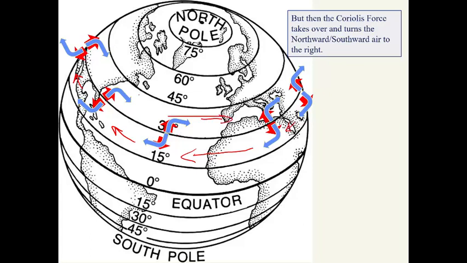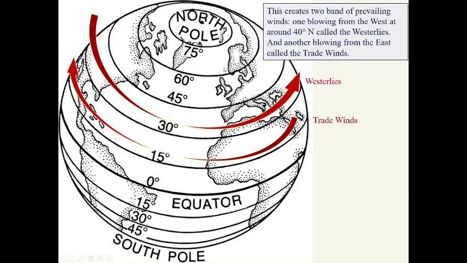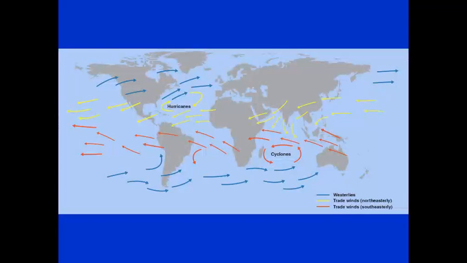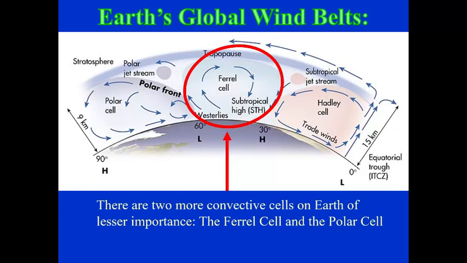The band of air that prevails up here at around 45 degrees north, that's called the westerlies. It blows from west to east. Okay, the westerlies and the trade winds. So it's this Hadley cell, this big convective cell that prevails on the surface of the Earth between the equator and the tropics, that creates the trade winds and the westerlies. And that ends up being very important for determining the track of hurricanes and things like that.